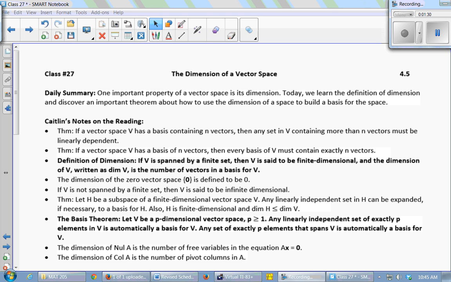Okay, so we're going to talk about dimension today. One important property of a vector space is its dimension. So when we talk about R2, R3, R4, those numbers we call the dimension, right? But we can expand that number to apply to any vector space, not just Rn. We're going to learn the definition of dimension and discover an important theorem about how to use the dimension of a space to build a basis for the space.